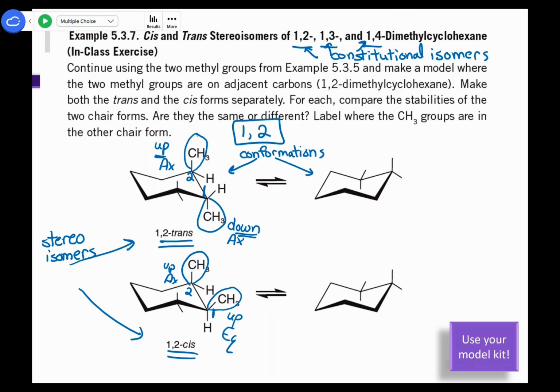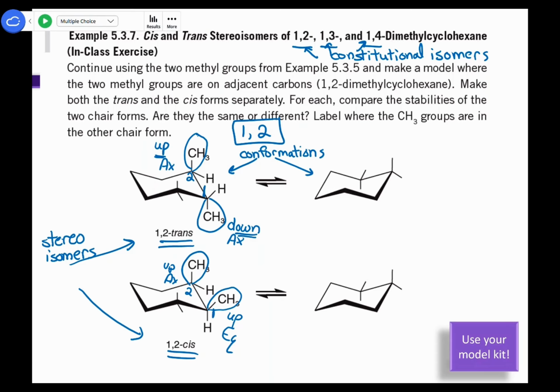So we can see that our 1,2 trans molecule would look like this. Right now, hopefully you have the same molecule built. Carbon 1 has a down methyl group. Carbon 2 has an up methyl group. They're both in axial positions. One is down, one is up. This is our trans stereoisomer. But this ring can undergo flexing. It can undergo flip-flop.